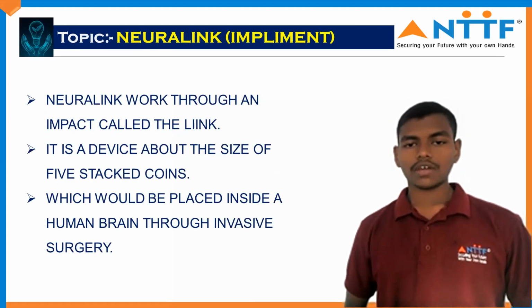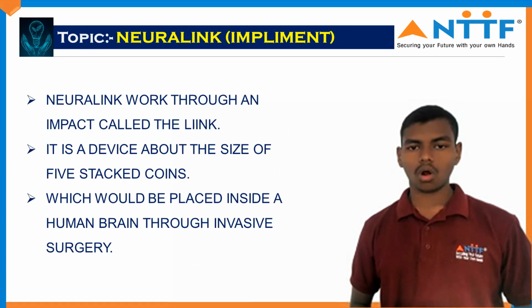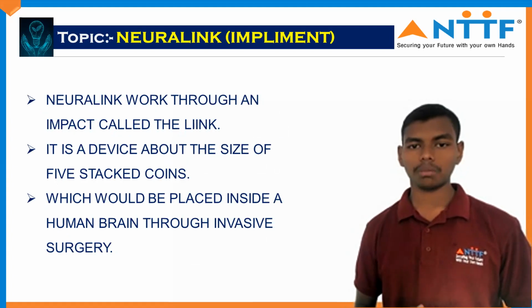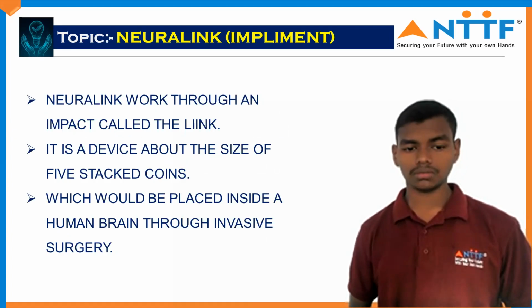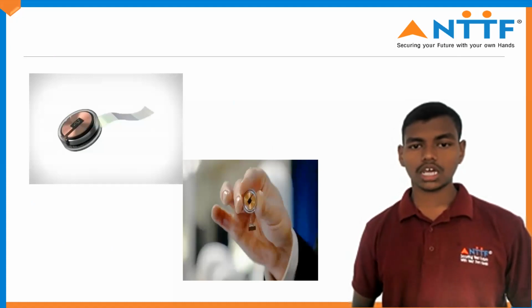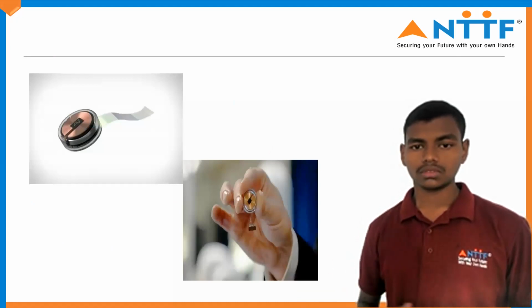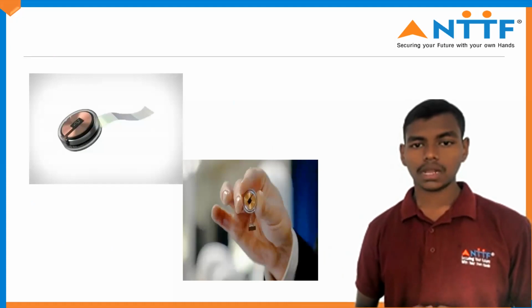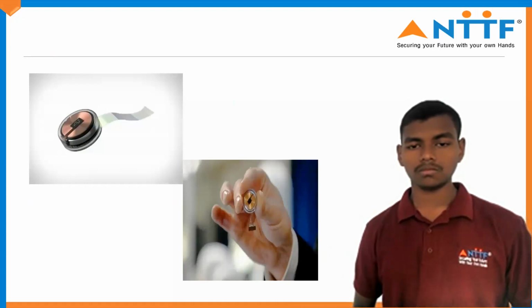Implementing. Neuralink works through an implant called the Link. It is a device about the size of 5 stacked coins that would be placed inside a human brain through invasive surgery. As you can see, here is a clear picture of Neuralink. It is a device that will be placed inside a human brain.